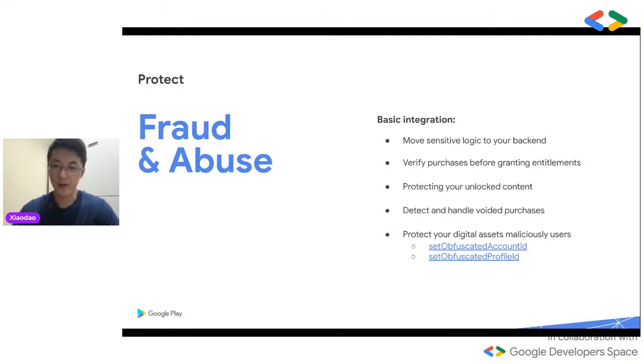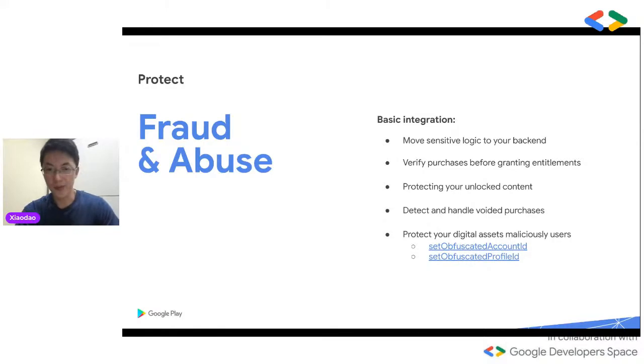Also, we have an API called the Voided Purchase API. The Voided Purchase API covers purchases that have been canceled, revoked, or charged back. So if a voided purchase has been previously granted in-app items, you can use the Voided Purchase API to learn the reason and revoke or cancel the entitlement.